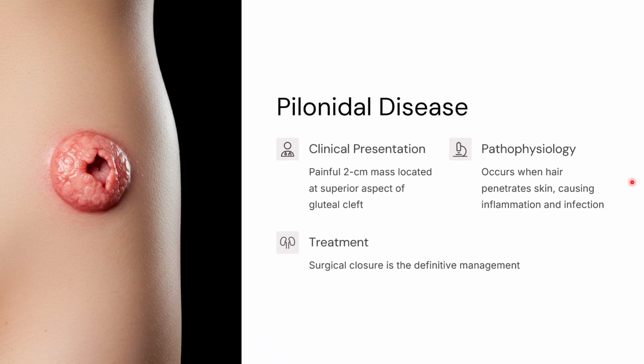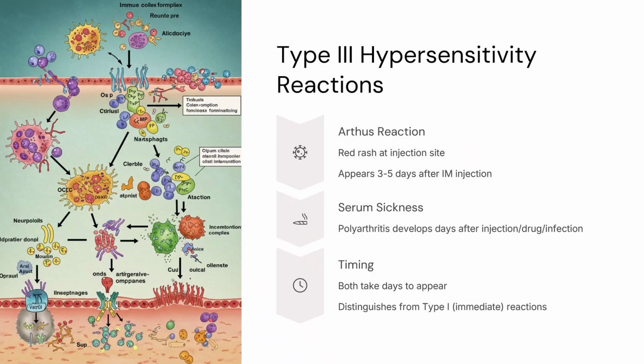Why should there be an abscess? This is because of the hair that will penetrate the skin, causing an inflammation or an infection over that pilonidal area, resulting in the pilonidal abscess. There is a painful 2 cm mass which is located at the superior aspect of the gluteal cleft. How do you treat it? Surgical closure of that pilonidal sinus itself is the treatment.